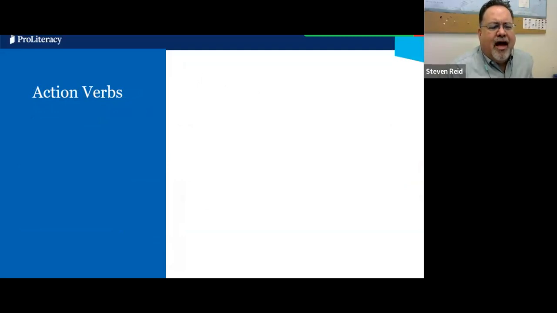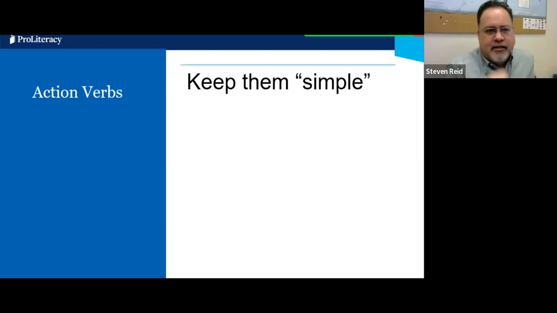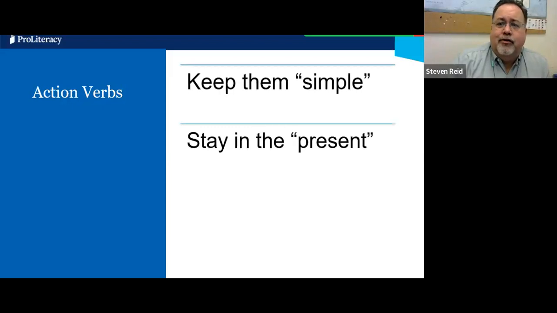And so after concrete nouns, action verbs are usually the next place to get started. I'm going to say keep them simple. And I don't mean necessarily keep them basic. I mean simple verbs. And I'm going to also include keep them in the present. So present simple verbs are the place to start. So I go, you go, he goes, she goes, and not he is going, she is going. So steer clear of those progressive tenses for a little bit.